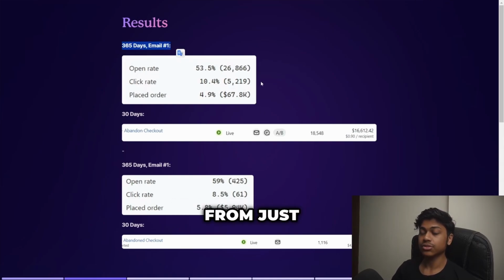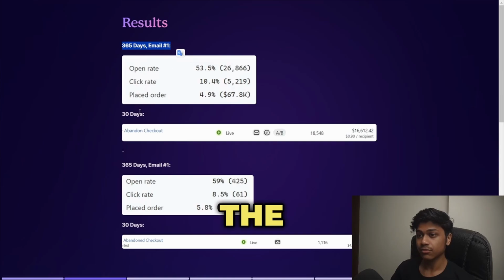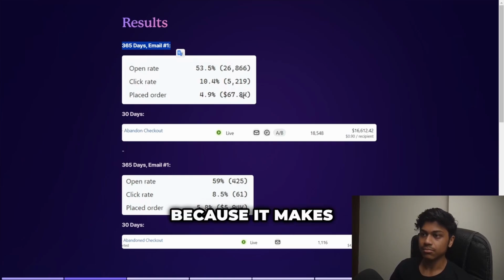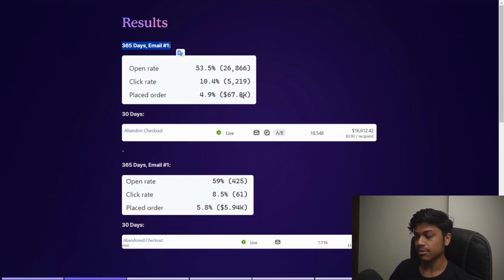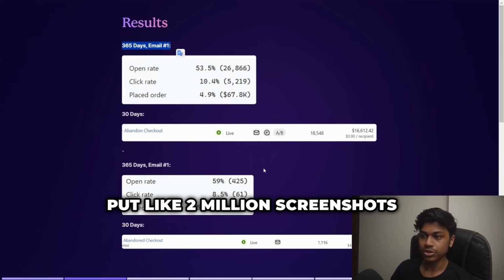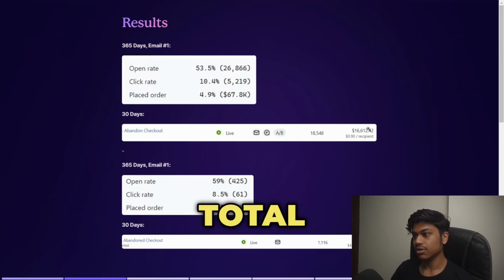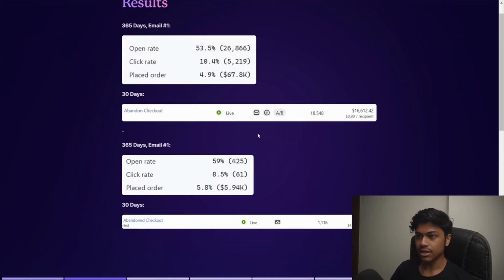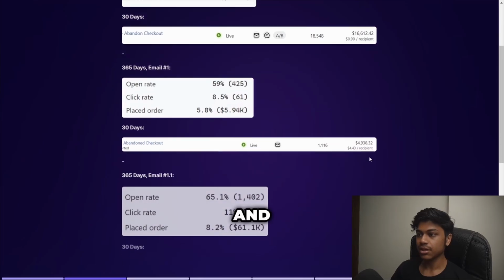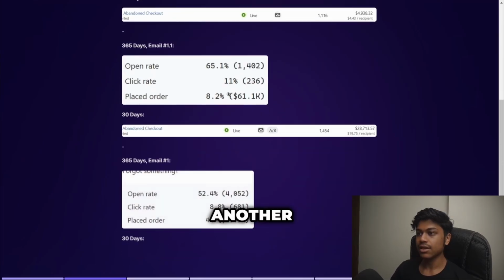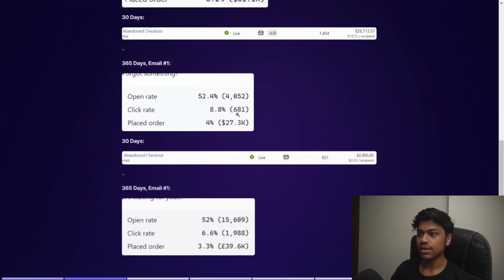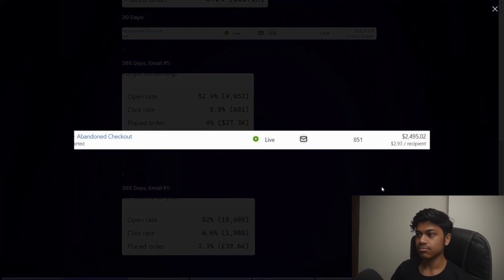365 days from just the first email, they got 67K in the last year from just the first email of the flow. The reason I put just the first email is because it makes the most amount of money, and because I couldn't put like 2 million screenshots here. So I just put the first email and the total revenue of the flow in the last 30 days. Here's another client, first email and total revenue of the flow in the last 30 days. Another client, first email and total revenue of the flow in the last 30 days. Another client, and there you have it.